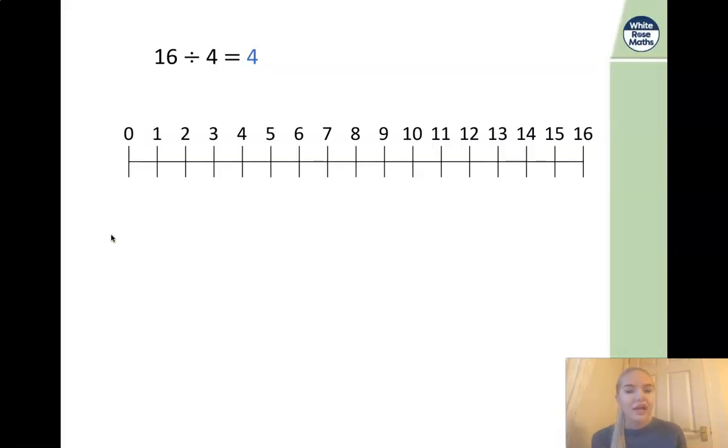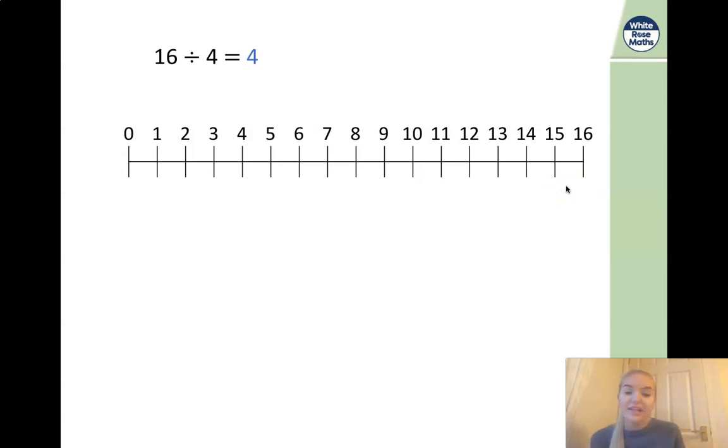Okay, we're going to look at another way to find the answer to a division question. Now here we are using the same sum that we worked out earlier. We worked out that 16 divided by 4 was 4. I'm going to show you now how you can use a number line as one of your methods for working out division. So here you can see that I have a number line and my number line goes up to 16. Why do you think it doesn't go any further than 16?